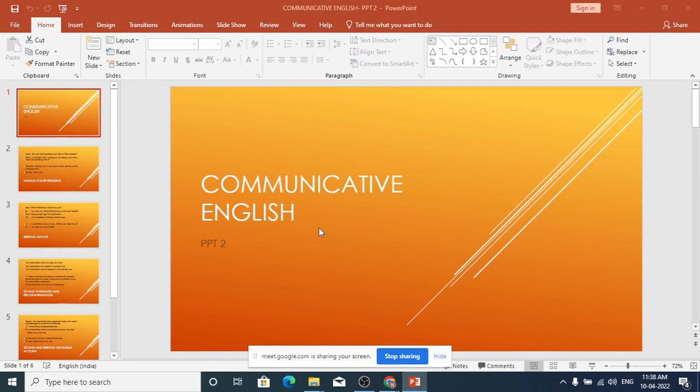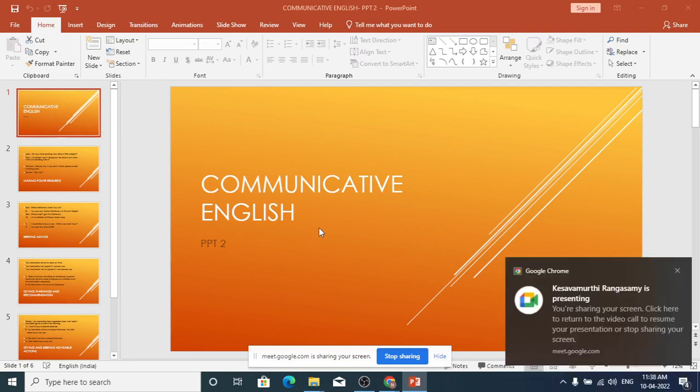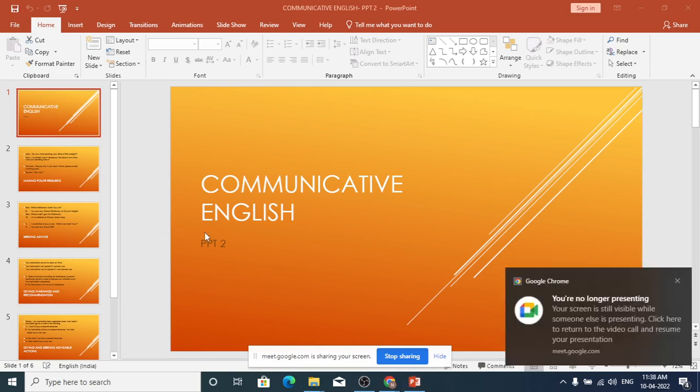Then we will have what is called a minute member. Whoever is present here will speak for a minute on any topic of their interest. It could be science, social science, or English, or anything they are interested in. And third, we will have general topics where we all will try to talk. Right, now let's go to this one.